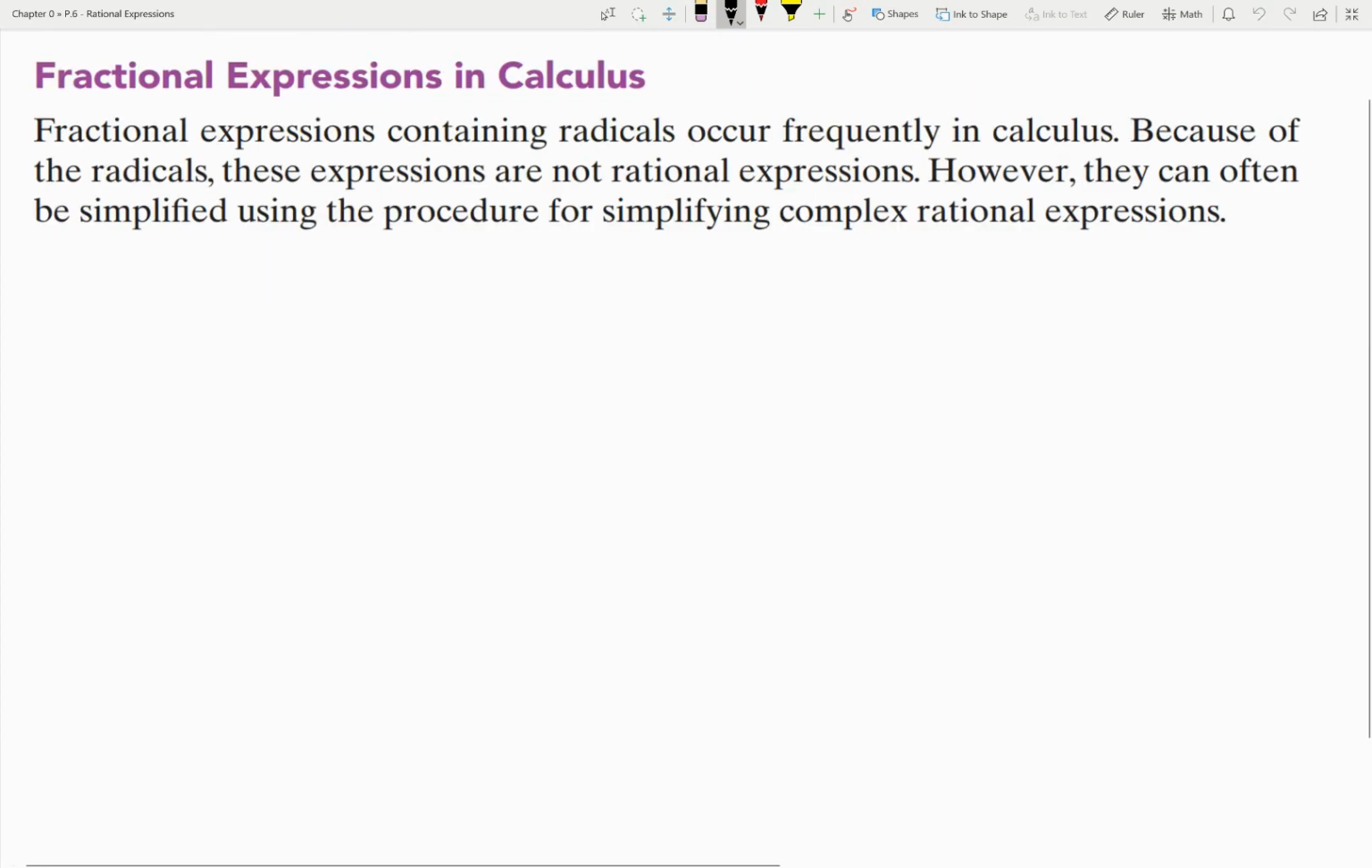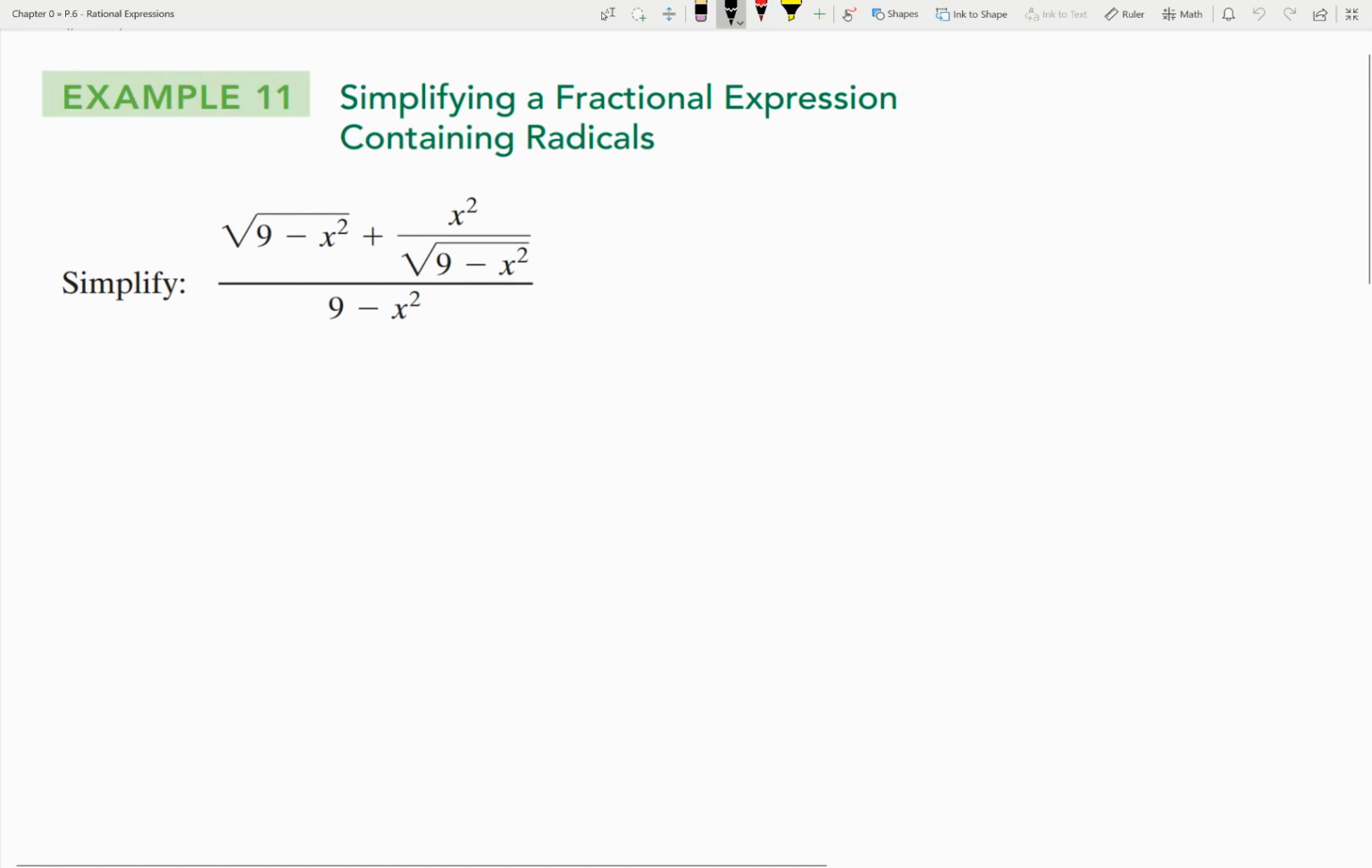All right, so how about some fractional expressions in calculus? Fractional expressions containing radicals occur frequently when we're dealing with calculus expressions. And because of the radicals, these expressions are not rational expressions. However, you can still use the same technique. So technically, an expression like this is not a rational expression because it has fractional exponents. But we can use the same technique of multiplying everything by the common denominator, right?